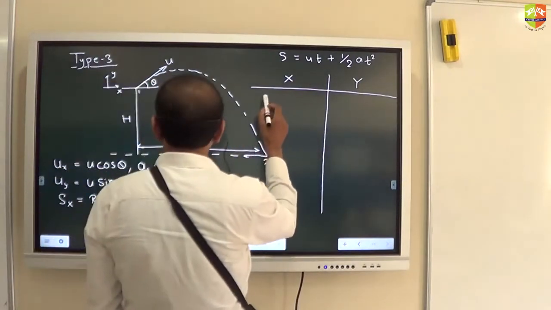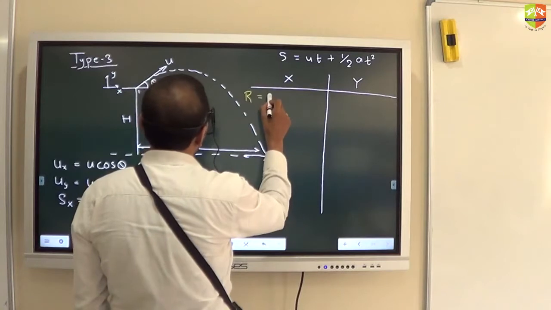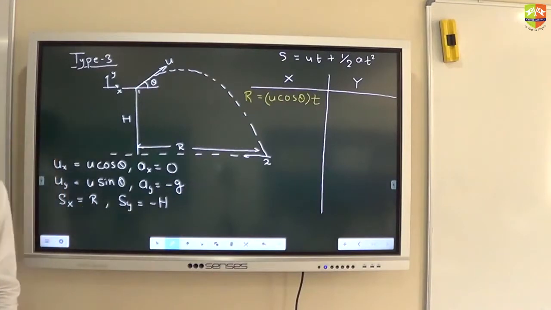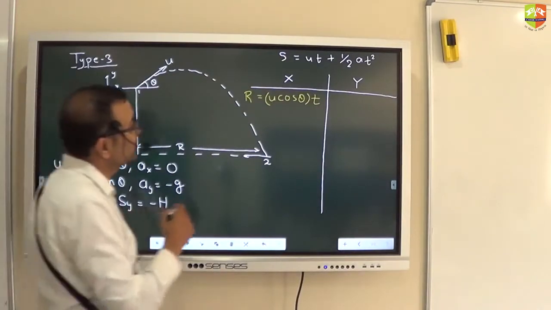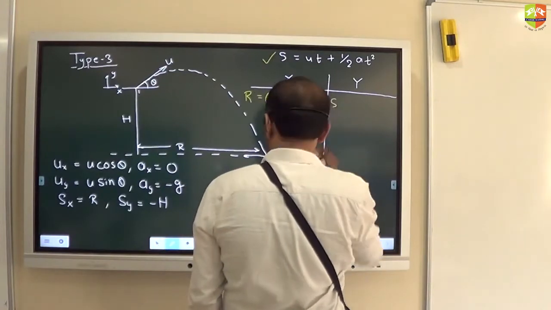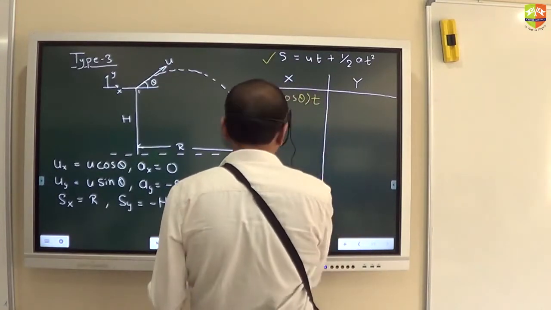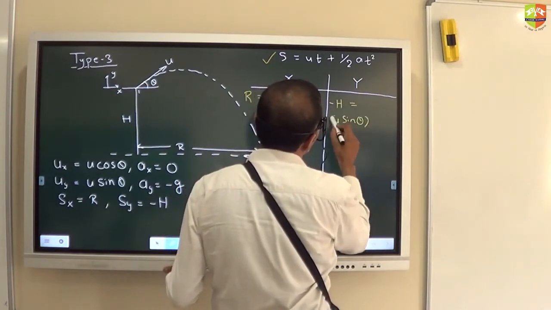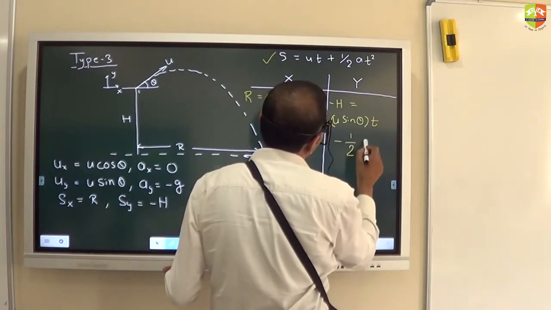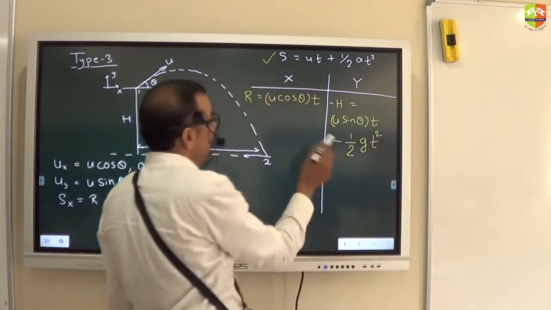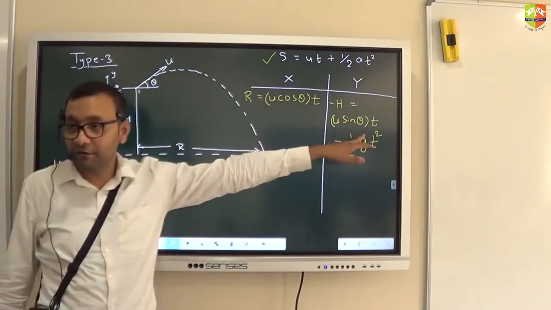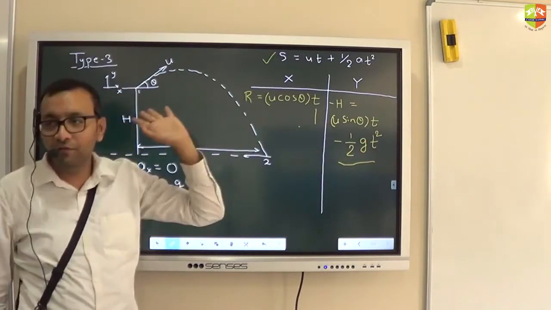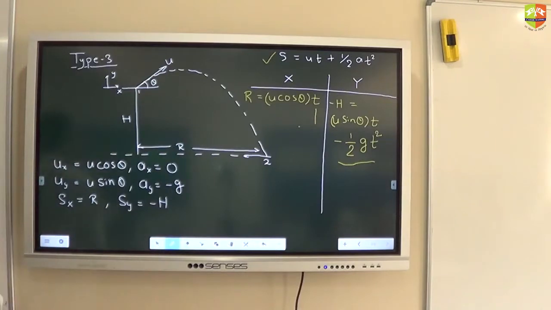So the equation here will be what? R is equal to u cos theta into t, but I don't know t. Along the y-axis, how will I write this equation? S is what? Minus h is equal to u sin theta into t minus half g t square. I'm not solving it right now, but this is a quadratic equation in t. You can solve for t here and put it there to get the value of R. Getting it? Any doubts?